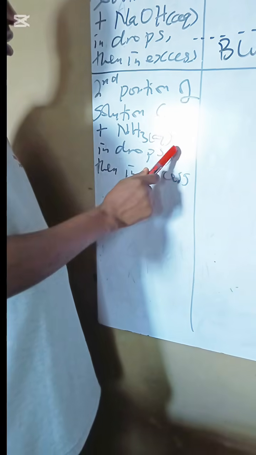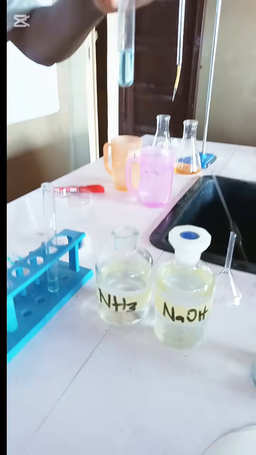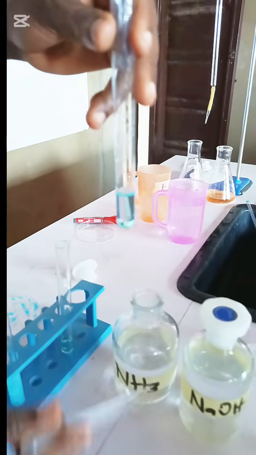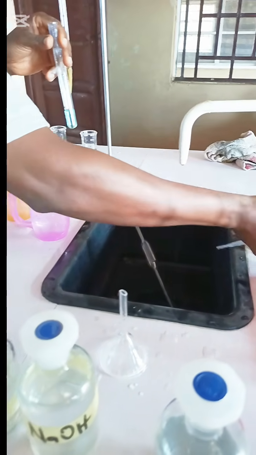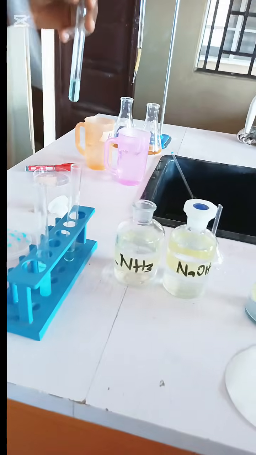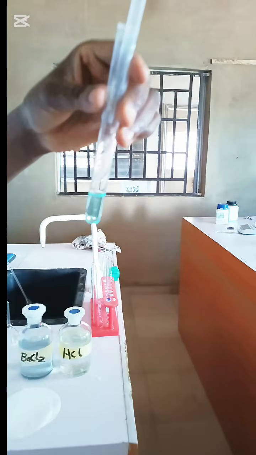Let's go to the first step now. Second portion of solution C, plus aqueous ammonia in drops and then in excess. So let's try that. Let's take our second portion. This is our second portion, okay? And we are to use aqueous ammonia. So this is our aqueous ammonia here. Let me rinse this so that it will not contaminate. Let me take it over there. So, in drops and then in excess, let's try it and see.